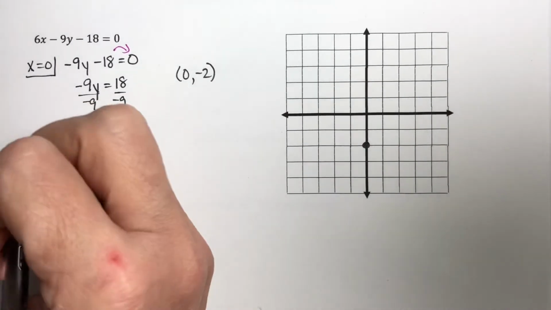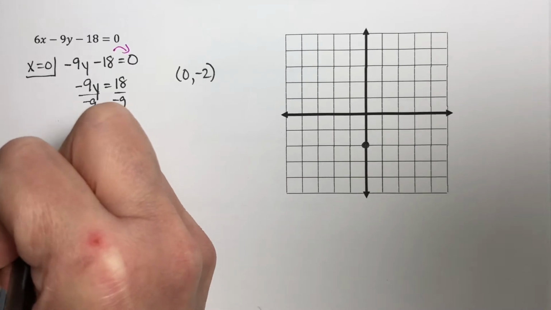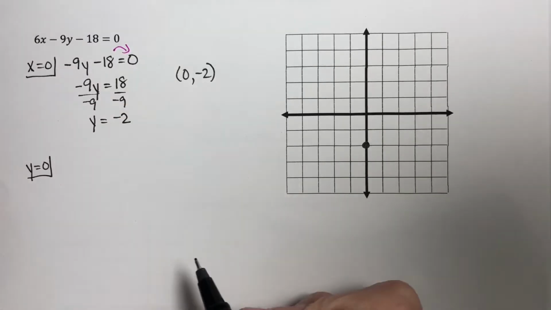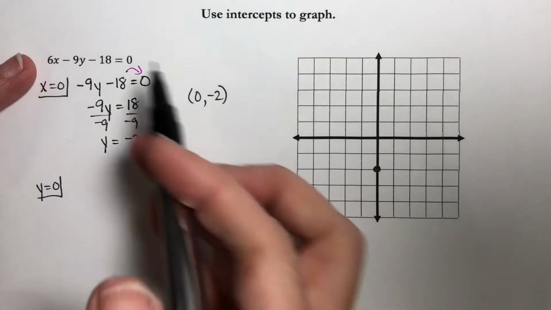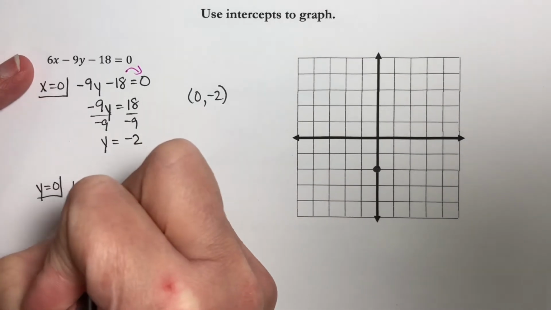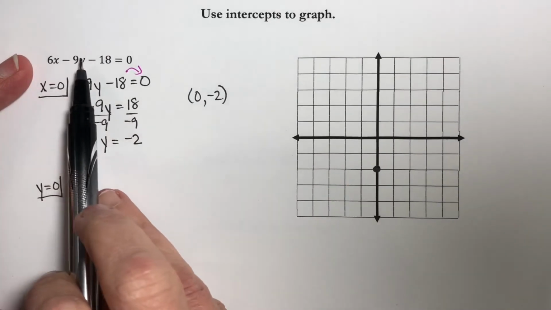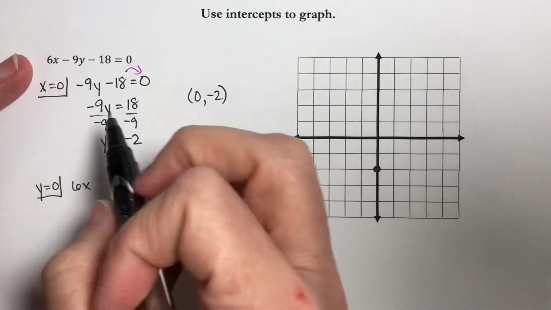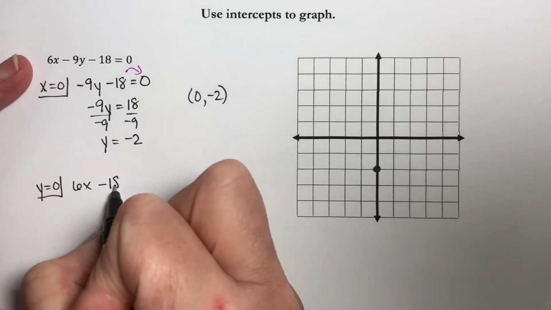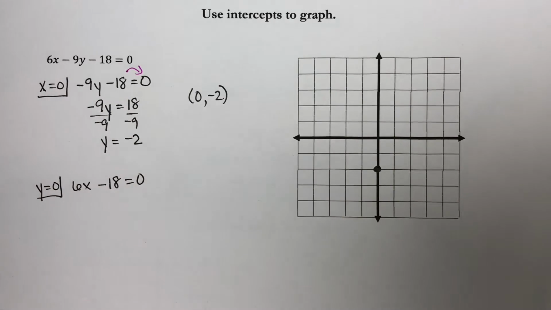Okay. Now, what if y is 0? This is going to give us our x-intercept. Well, if y is 0, I have 6x minus 9 times 0, so that just goes away. Minus 18 is equal to 0.